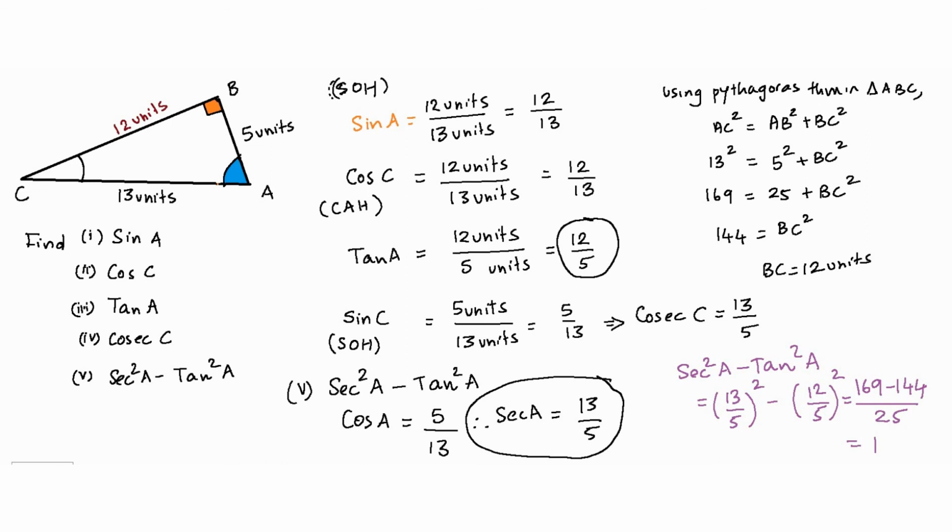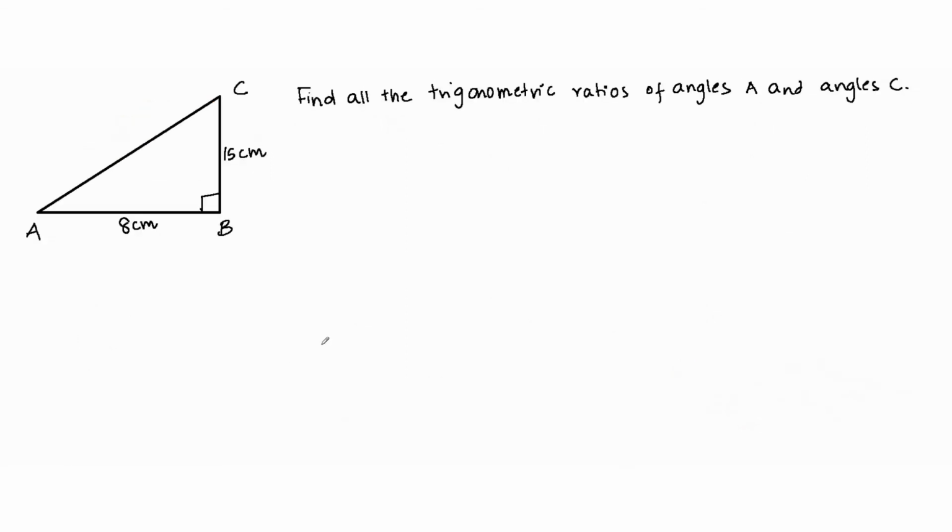Let us solve one more question based on trigonometry. So let's take a look at this particular question. Triangle ABC is right angled at B. We have to find the trigonometric ratios of angles A and C. So first let us find all the trigonometric ratios of angle A. So let us mark angle A first.